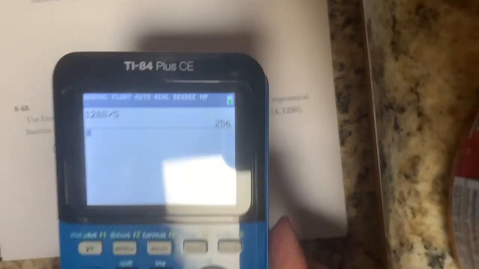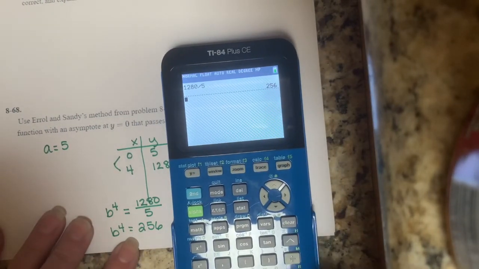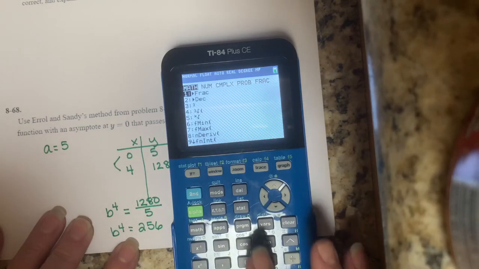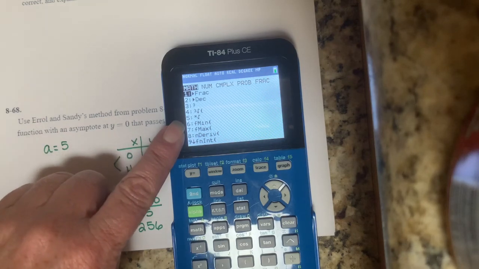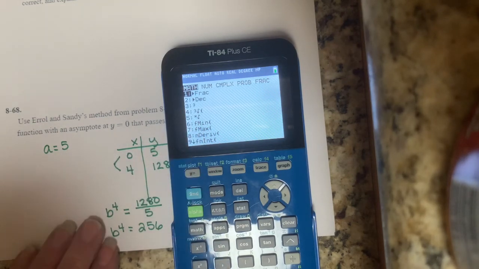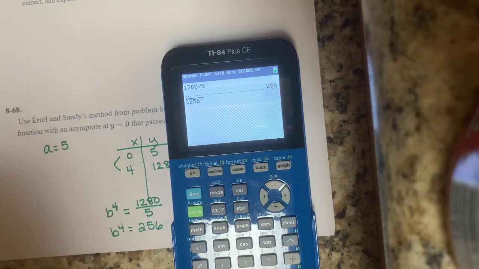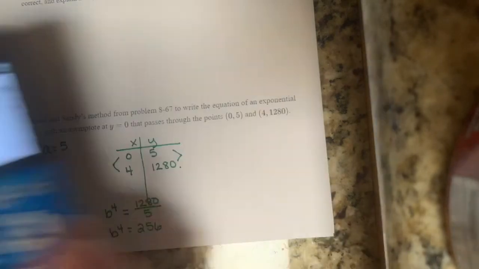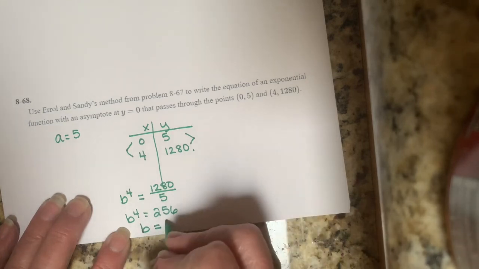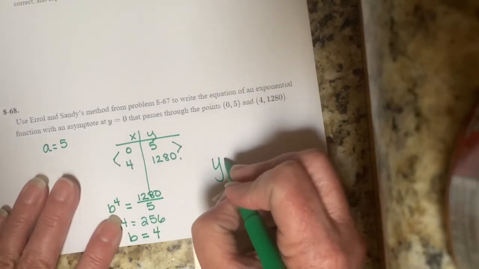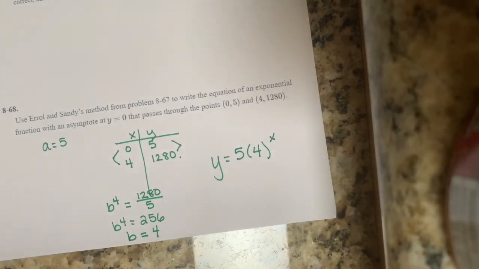So again, I will show you on the calculator. B to the 4th is 256. So I'm going to hit the math button. And I'm going to the 4th power, so I'm going to hit the 5 again. Last time I hit the 5, it wasn't because it was the 5th root. It was just because any root can go on the number 5. We're going to take the 4th root, and we want it of 256. And it turns out that the answer is 4. So b to the 4th is 256. So b equals 4. So my equation is y equals 5 times 4 to the x power.